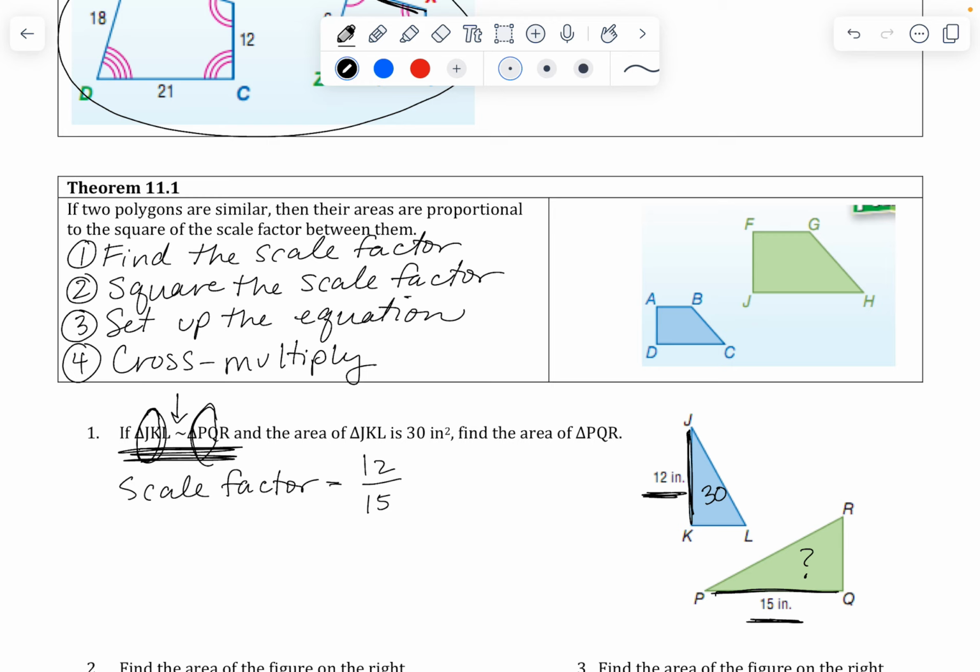So the next step says square the scale factor. So we take 12 over 15 and we square them. So 12 squared over 15 squared. Step number 3 is set up the equation. So then we're going to say equals 30 over x because we don't know the area of the bottom triangle, or PQR. Now, the reason we have to square the scale factor is because we're comparing areas, and areas are square units.